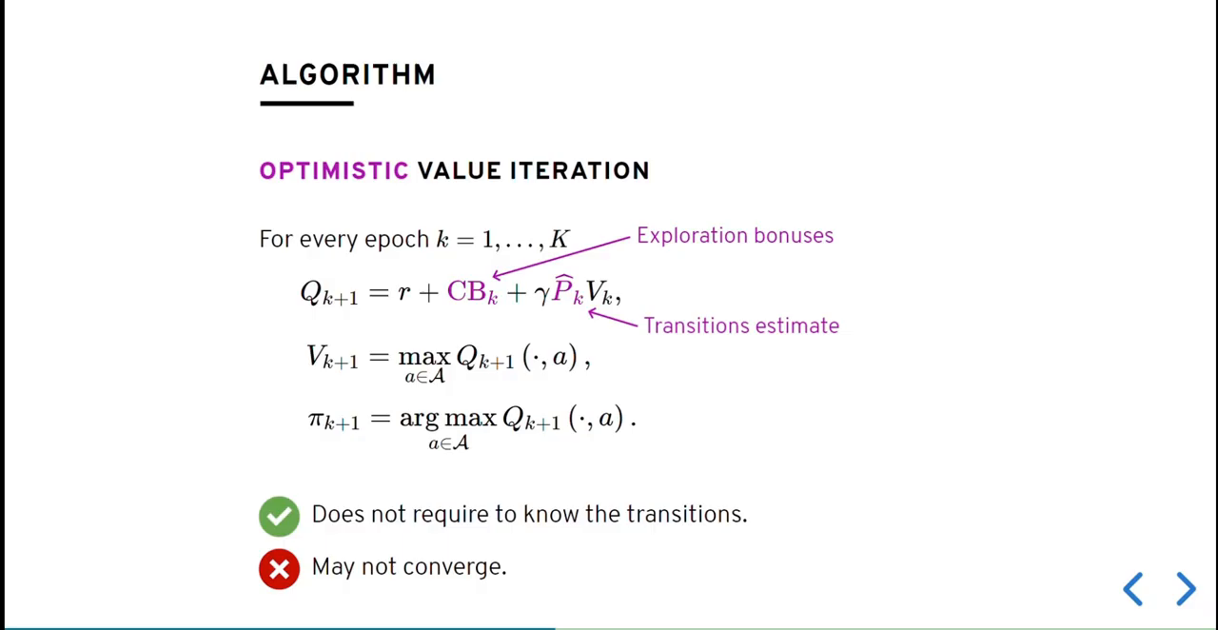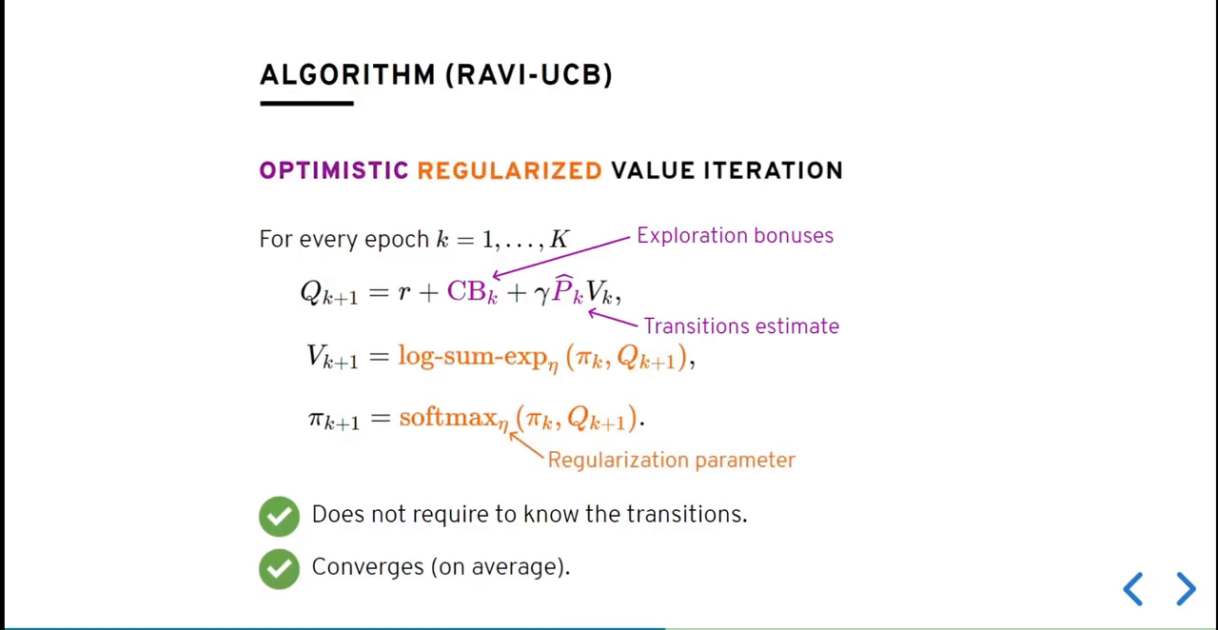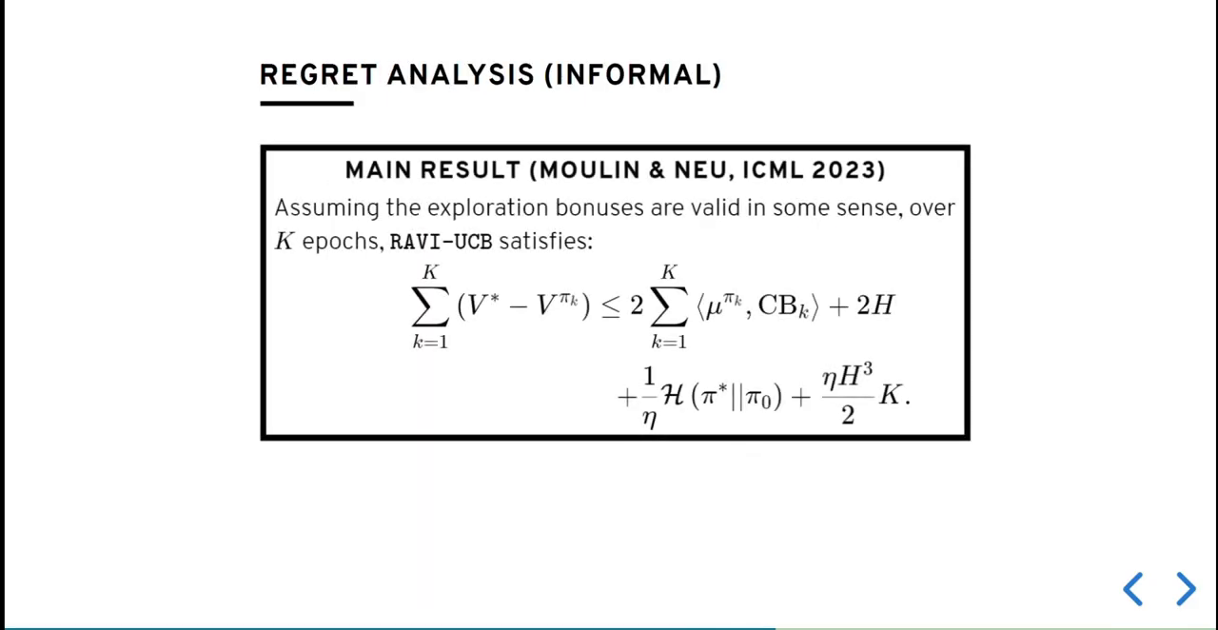Now, there is another drawback. In general, for instance, when we use a least squares estimate, we have no guarantee that this approximate Bellman operator converges to anything. This leads us to our second modification. We show that if we use regularization and approximate the maximum and argmaximum as shown on the slide, we can achieve convergence on average. In particular, we show that over k epochs, the sum of the suboptimality gaps of the iterates our algorithm computes is bounded by two simple terms.